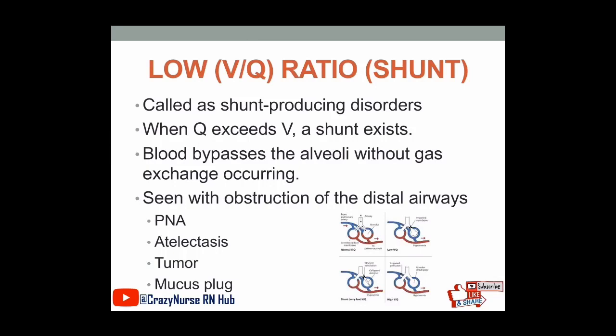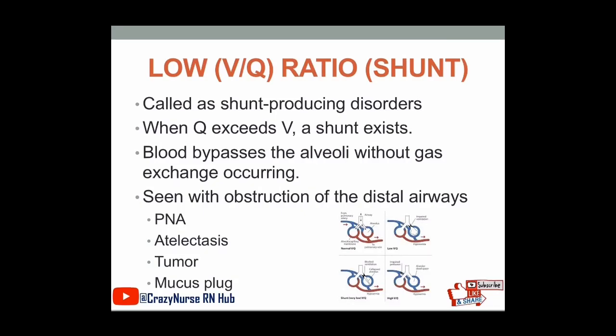So the problem here in your low VQ ratio or the shunt is that blood does not go to the alveoli. Okay, that means if it bypasses the alveoli, gas exchange will not happen. So the oxygen and carbon dioxide would not be exchanged, in order to maintain the balance of these two elements.